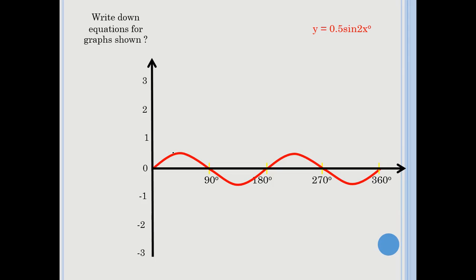We can also see that the maximum is at 0.5 and the minimum is at negative 0.5. So for that red line, we can say that its equation is y equals 0.5 sine 2x, because we've got a maximum of 0.5, minimum of negative 0.5. So the amplitude is 0.5 and it's repeating itself twice.